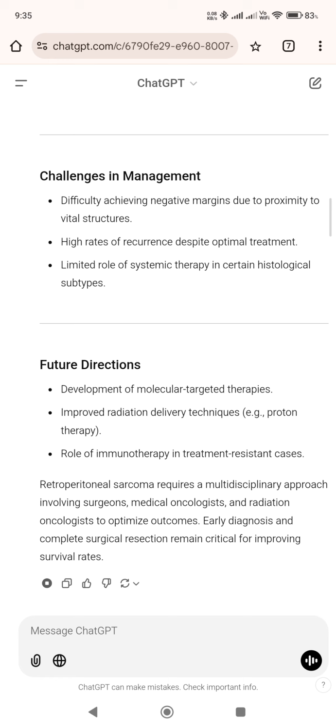Future directions: development of molecular targeted therapies, improved radiation delivery techniques, e.g. proton therapy, and the role of immunotherapy in treatment-resistant cases. Retroperitoneal sarcoma requires a multidisciplinary approach involving surgeons, medical oncologists, and radiation oncologists to optimize outcomes. Early diagnosis and complete surgical resection remain critical for improving survival rates.